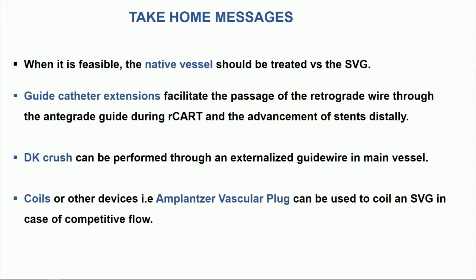So our take-home message is that native vessel PCI should in general be preferred over SVG PCI when it's feasible, since it has been associated with better short and long-term outcomes. Guide catheter extension can facilitate the performance of reverse CART, as well as the advancement of stents at the distal parts of the vessels. DK crush can be effectively performed through an externalized guide wire. And finally, according to expert opinion, SVGs which cause competitive flow and put under threat the patency of the native vessels should be coiled. Thank you for your attention.